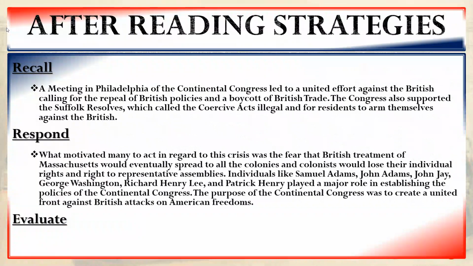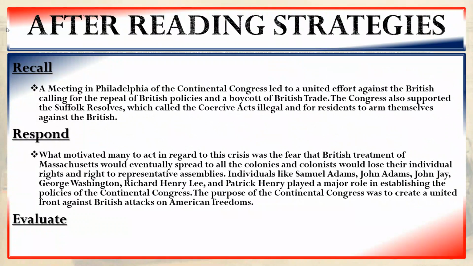Our questions: what motivated many to act in regard to this crisis was the fear that the British treatment of Massachusetts would eventually spread to all the colonies and colonists. And colonists would lose their individual rights and right to representative assemblies. So we mentioned that right at the beginning of the reading, and there's your answer. This is what's motivating people to act. They see that the treatment of Massachusetts could be the treatment of all colonies eventually. They could fall one by one or stand together.